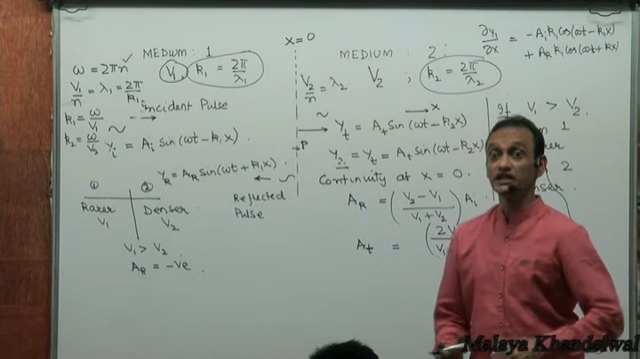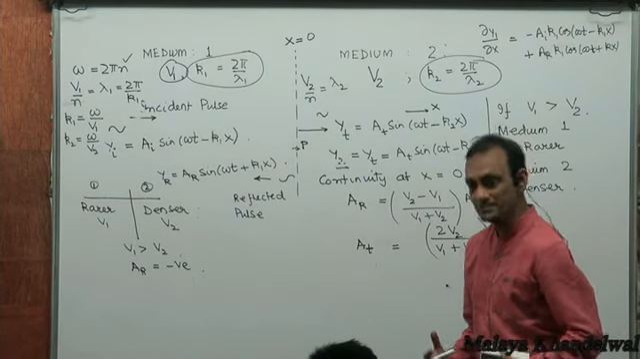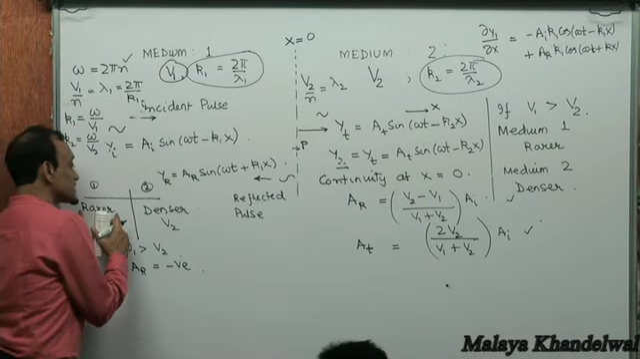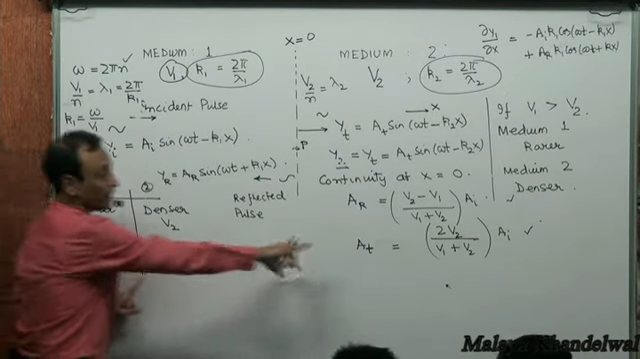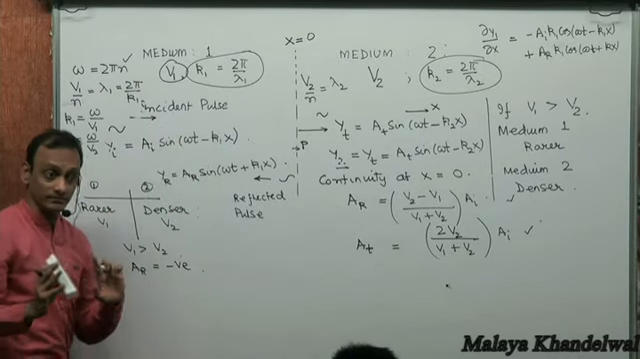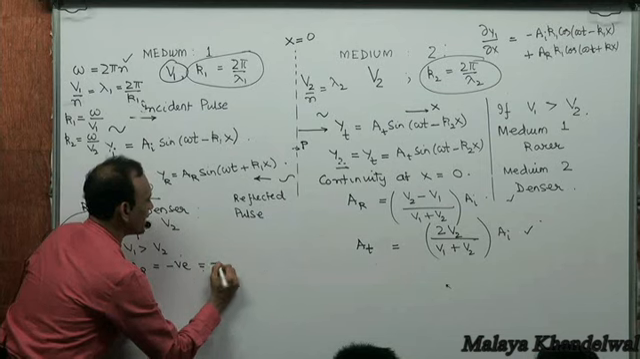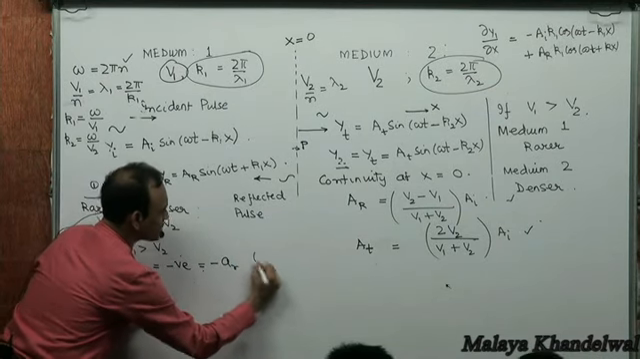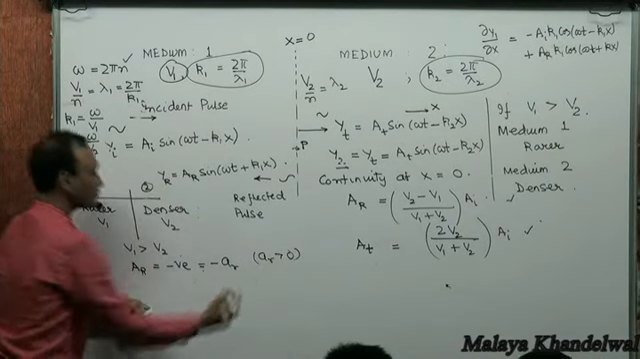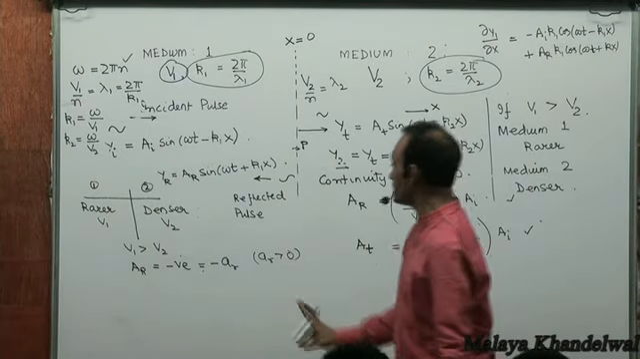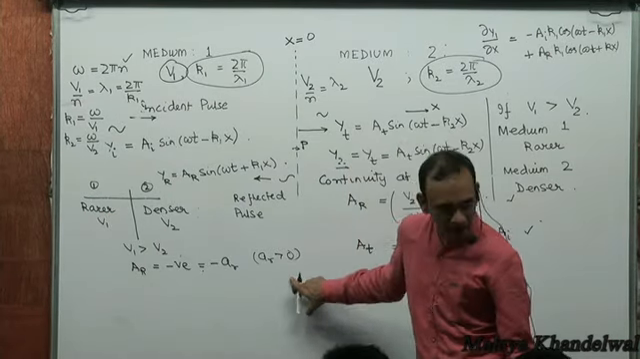Now if AR is negative, what does it mean? That means when this goes from here to here, AR computed from this will become negative, right? So if it's negative, AR can be written as minus AR, where AR is a positive number. Yes or no? How about it? Right?